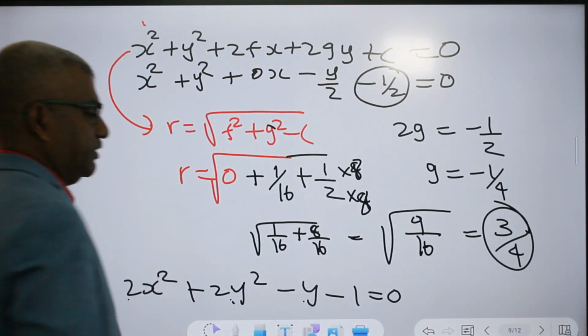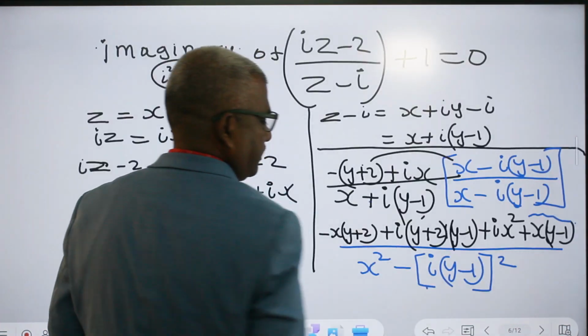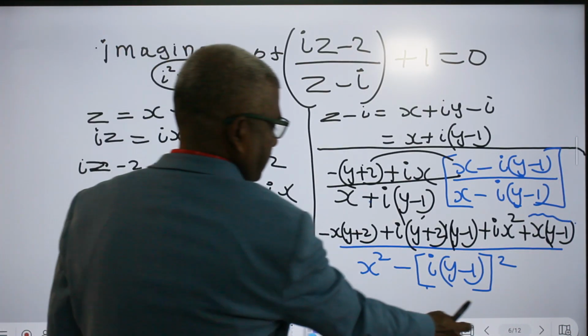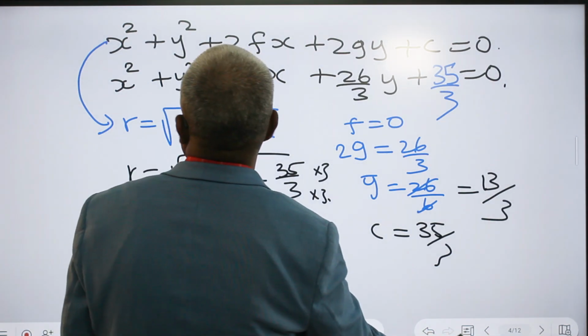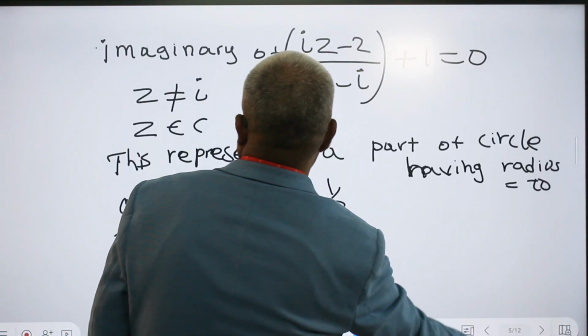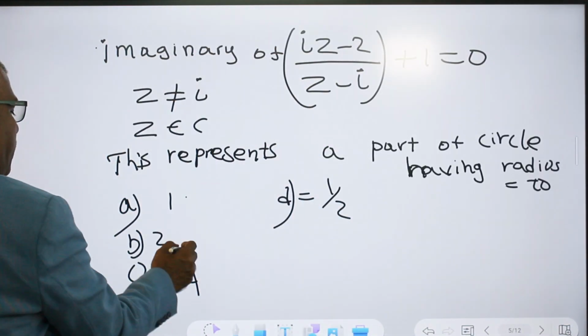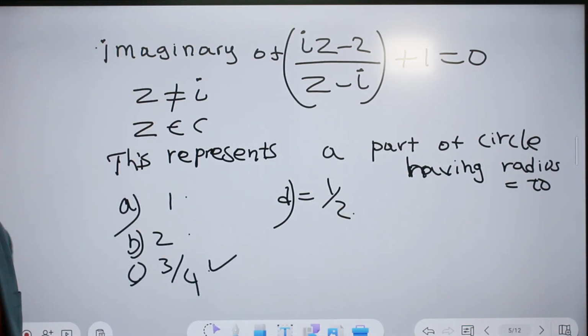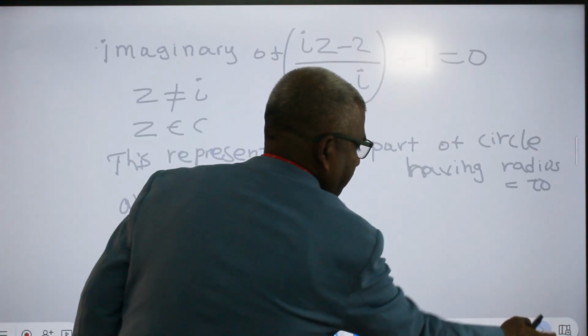You see the answers. Option A is 1, option B is 2, option C is 3 by 4. Option C is 3 by 4. Just I will recap now.